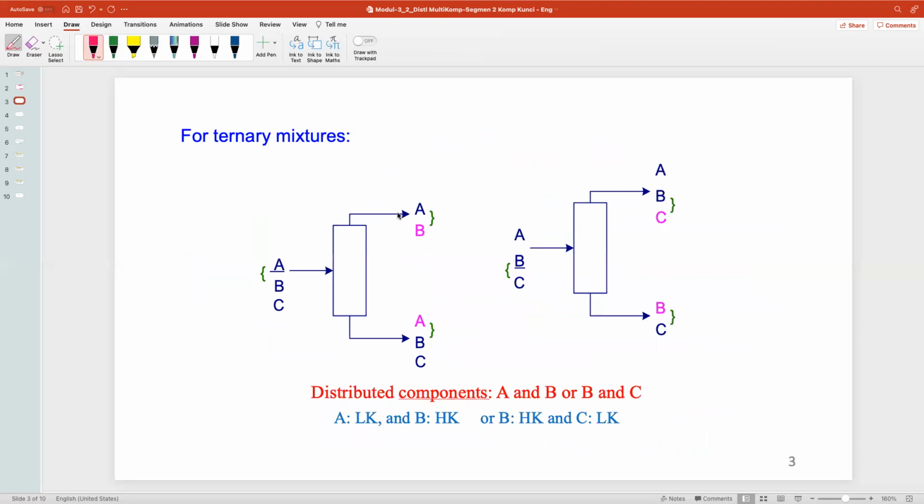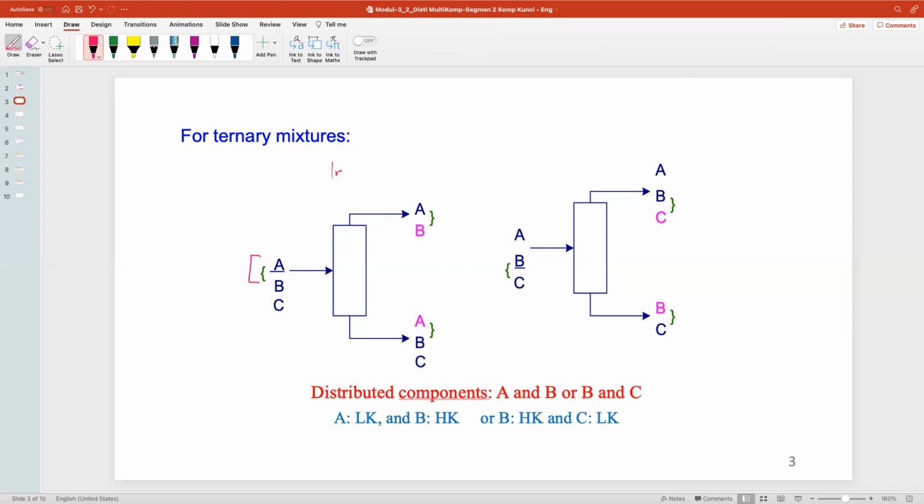Now for a ternary mixture, the distributed component can be between A and B. So a little bit of B would be distributed in the distillate, and also a little bit of A would be distributed in the bottom, or maybe B. So there are two scenarios here: B or C is distributed. If this is the key component, we're going to have A, of course, as the top product, and B and then a little bit of C in the distillate, while in the bottom we're going to have a little bit of B.